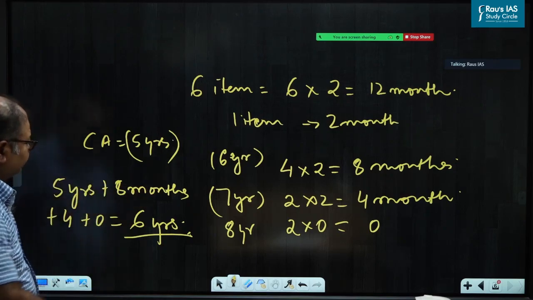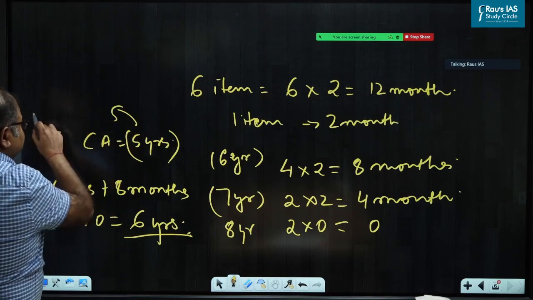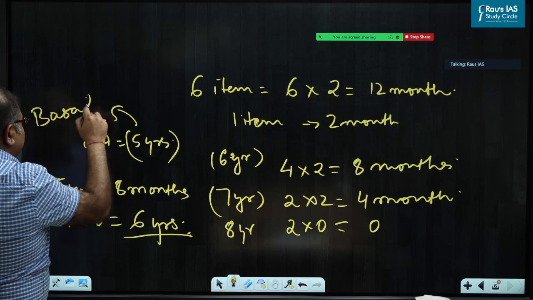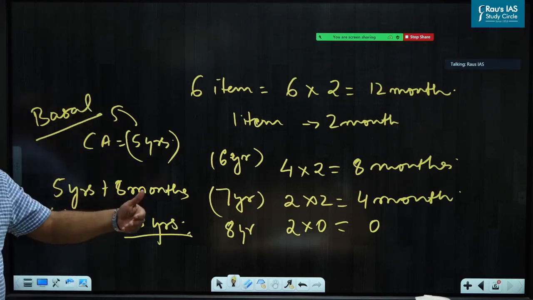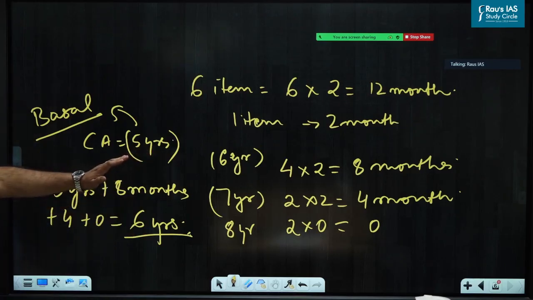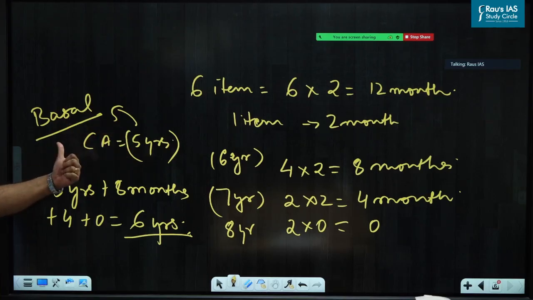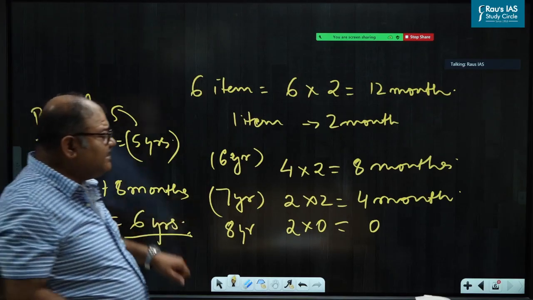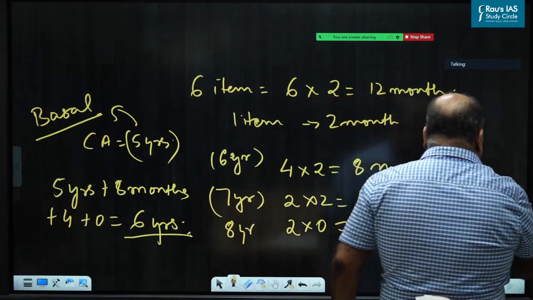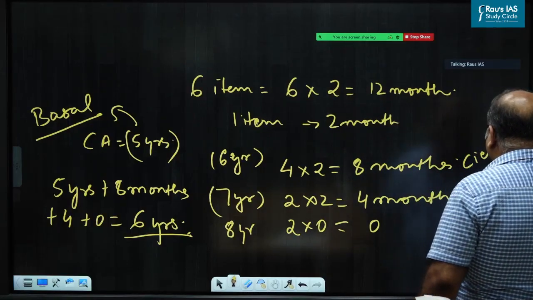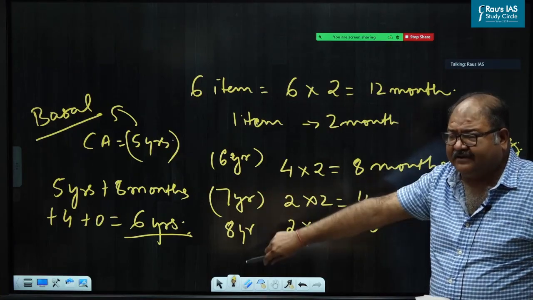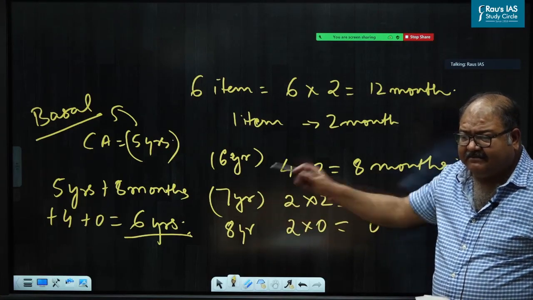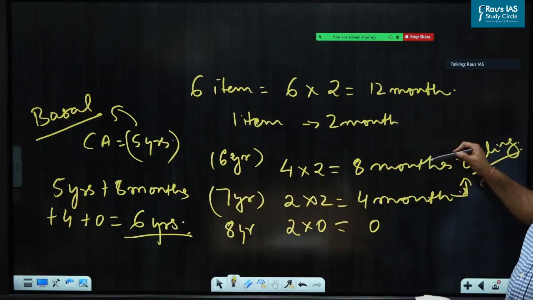Now here 5 years is known as basal age. Basal age means any test that is appropriate for children below 5 years, he will be able to correctly solve it. That means he will not make any mistakes below 5 years. So it is called basal age. And 7 years is the ceiling age. Ceiling age means he can't solve any question in a test that is for above 7 years. So his maximum limit of solving the questions or items is 7 years.